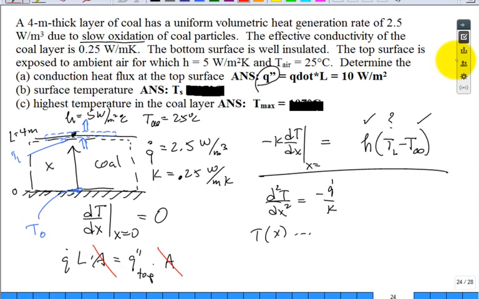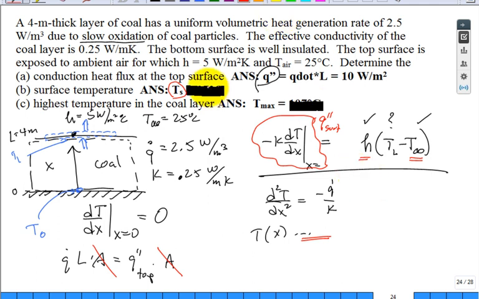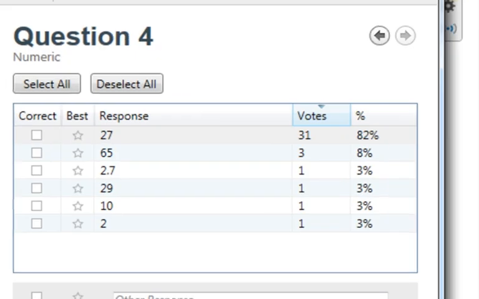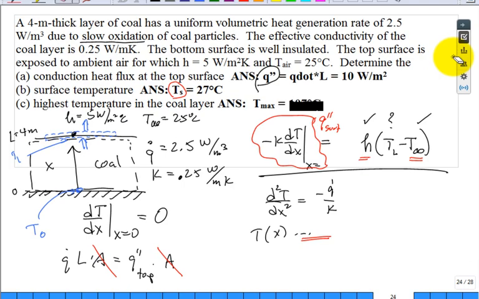Now, next question, what is the surface temperature, T_S? You could go back and solve for T and do all that work, but you know what you just solved for? You just solved for Q double prime at the surface. Isn't it 10 watts per meter squared? Do we know H? Yes. Do we know T infinity? Yes. Can you please calculate the temperature at the surface, T_L or T_S, whatever you want to call it? Let's take a look. We got that. How about 27? Right? Hey, there's another 27, isn't there? Is there any other 27s? Nope. Okay, last part.